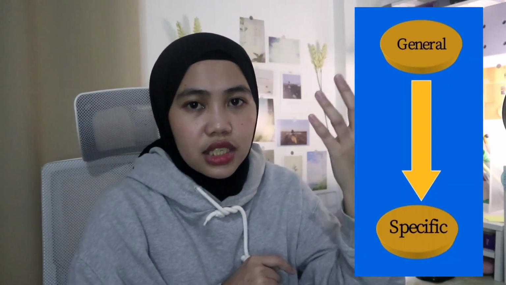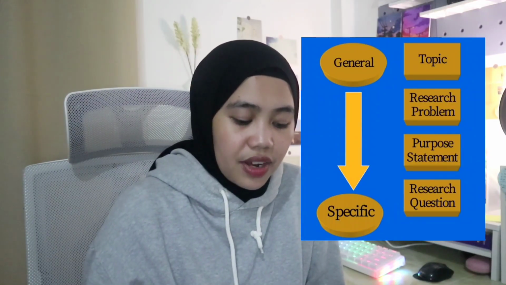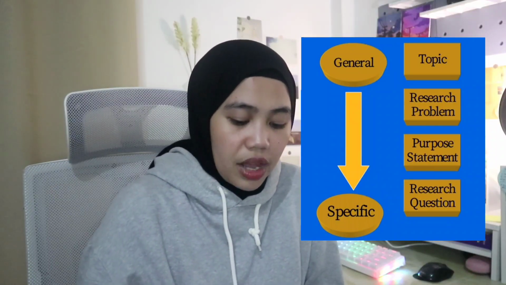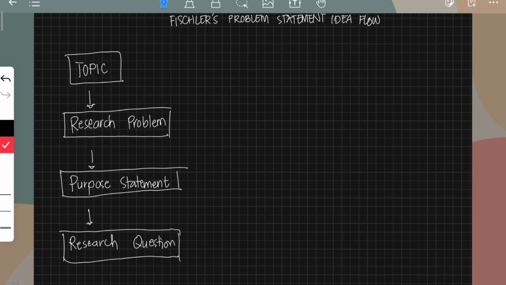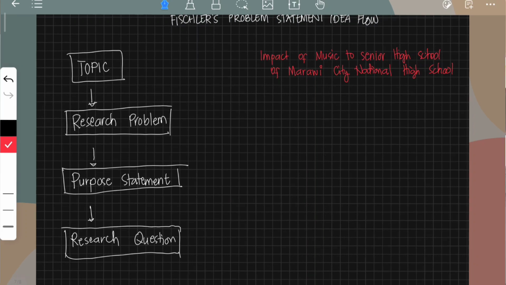Papakita ko sa inyo guys yung diagram or graph kung paano, how we come up from general idea of your thesis to a more specific. Kung makikita natin guys yung Fechler's problem statement flow, first in-identify natin yung topic. So, syempre ang first na ang topic natin is impact of music to senior high school students of Marawi City National High School.